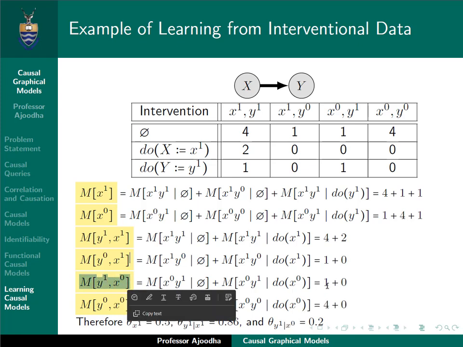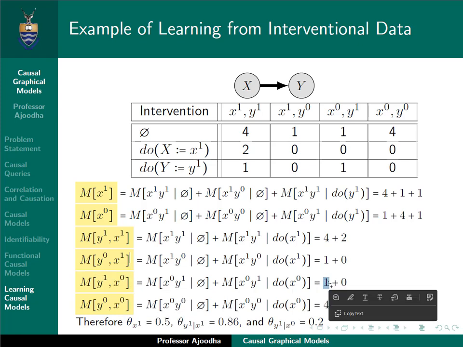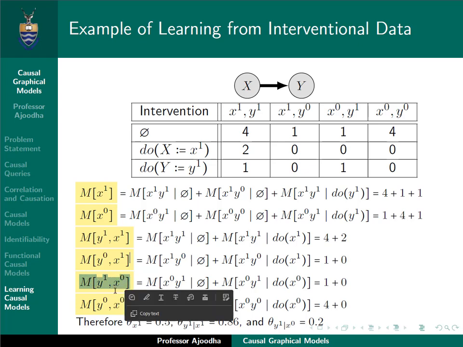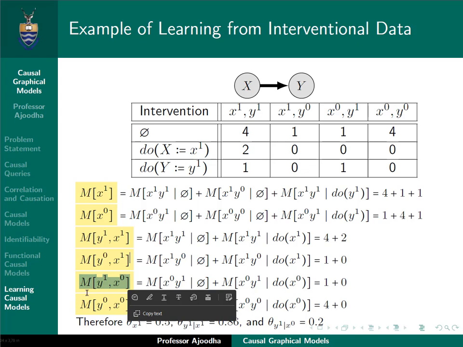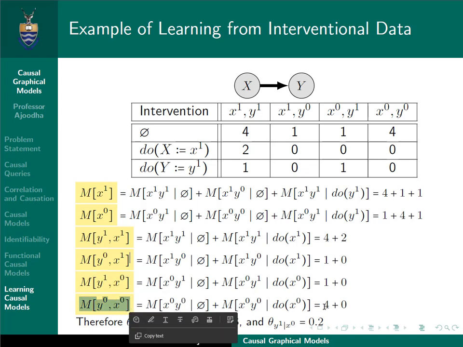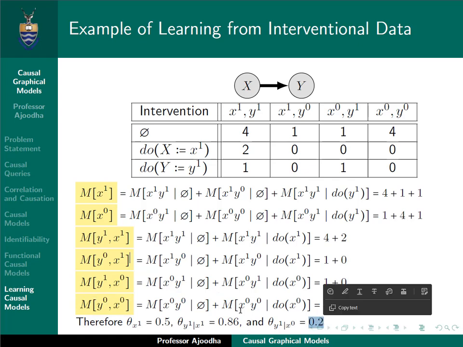which is a 1 divided by the sum for y1 x0 and y0 x0. So this is the numerator, and this plus this is the denominator. So that becomes 1 divided by 4 plus 1 is 5. 1 divided by 5 is indeed 0.2. There it is. Okay, so that's how you would do something like this. You can calculate the different parameters using interventional data.